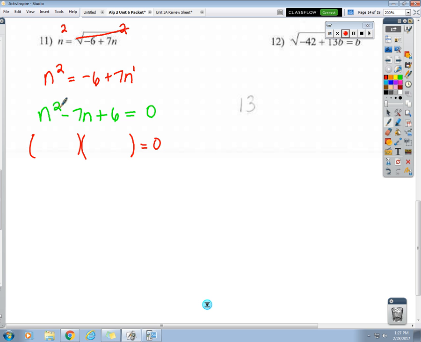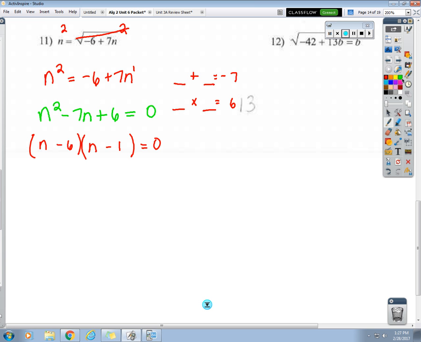To get n squared, it's n times n. And then to get your numbers, you're looking for two numbers. And they have to add to negative 7, and they have to multiply to 6. Okay, negative 6 and negative 1 will work. Because a negative 6 times a negative 1 is a positive 6 when you multiply them, but when you add them, they add up to a negative 7.